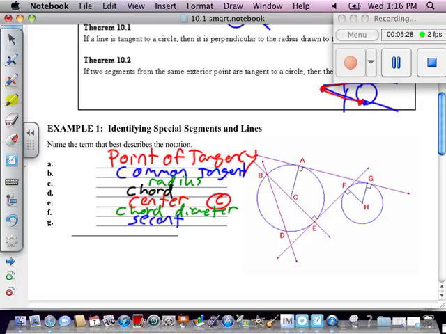A line has to be a line. A chord has to be a segment. Line AG is a common tangent. Okay, I want to talk about one more thing before you turn that page.